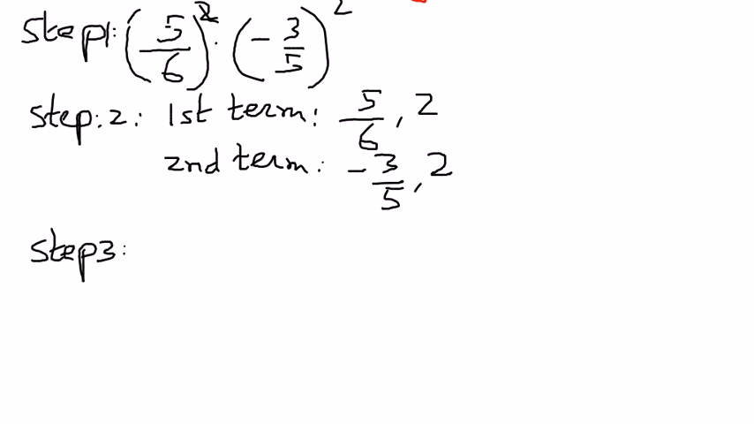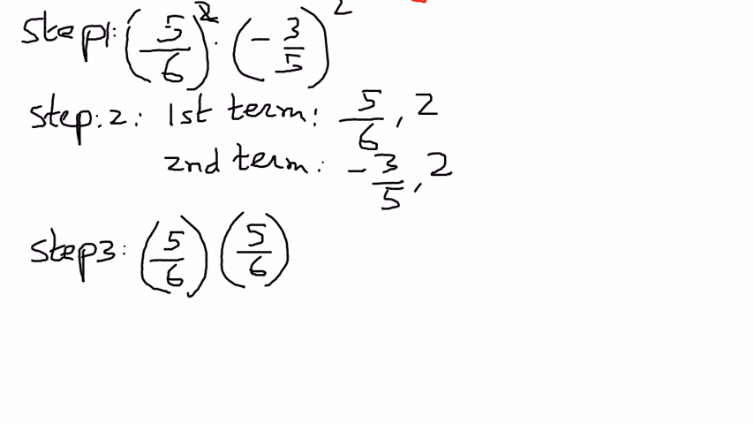Then in step number 3, we're going to recall the concept. The concept is telling us the number of times the base term needs to be repeated is given to us in the exponential term. So we're going to expand the base term the number of times the exponential term is given to us. In the first term we're going to repeat 5 over 6 2 times, 5 over 6 times 5 over 6. And the second term, the base term is negative 3 over 5, and since the power is 2, we're going to repeat that 2 times, negative 3 over 5 times negative 3 over 5.